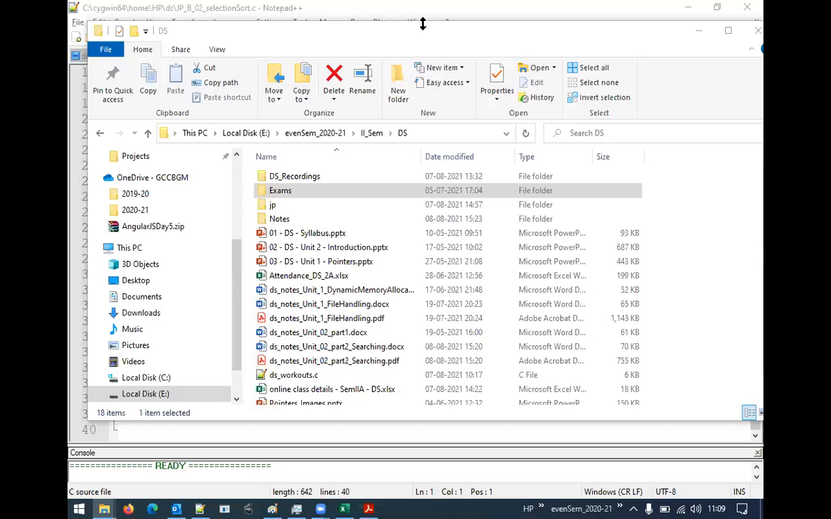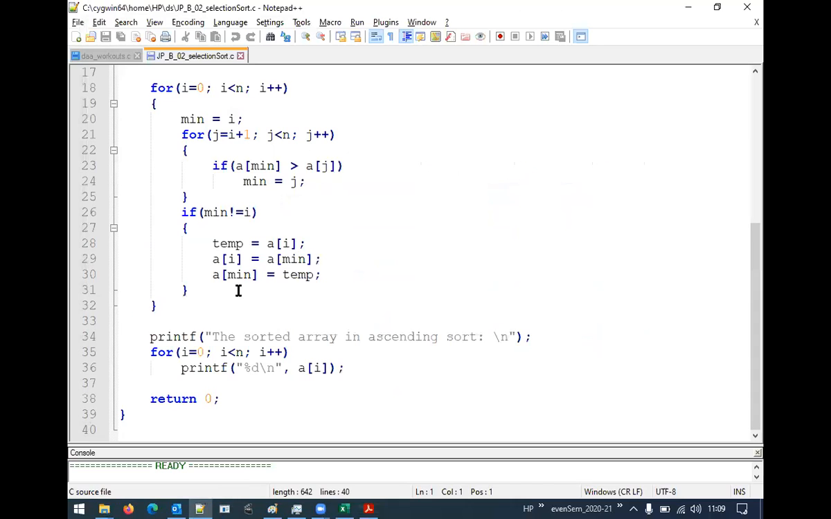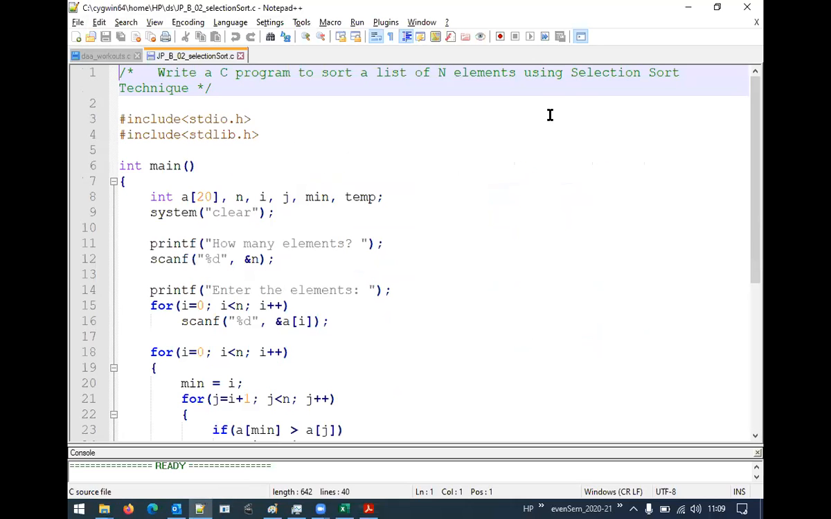Right? The next program which we are going to look at is again a journal program for you, using selection sort. Now you may have a question. I don't know how many of you are having this question.